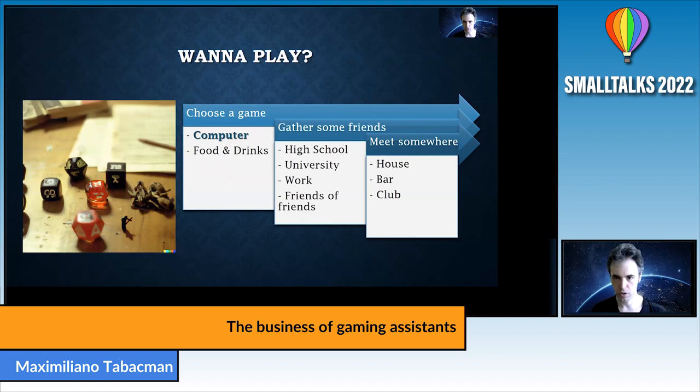It's a gaming assistant. The rules, if they are complex enough, might need some help, or it might make the game run more smoothly if you have a software assistant to do it. Some people might want that, others not, but if I'm here, it's because it's a valid business, okay? So we'll see a little bit who is interested in that and how it works.